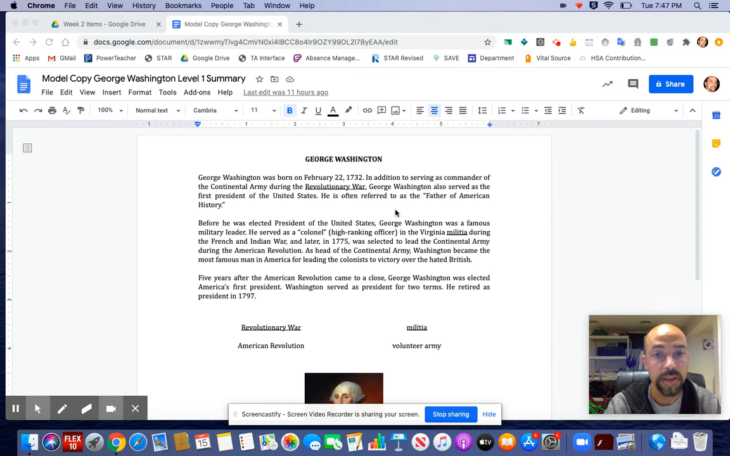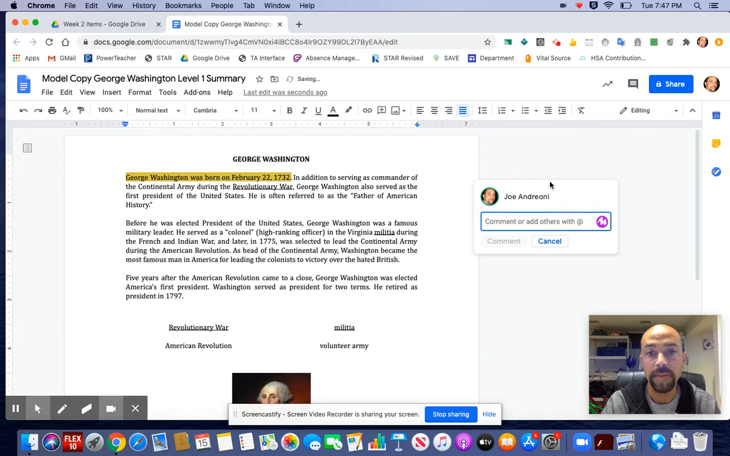So what I'm going to do here is move my cursor over here and highlight this first sentence. I'm indicating to myself that this is an important detail. This is a detail worth remembering. And off to the side, next to where I see this plus sign, I'm going to create a comment box. And in that comment box, I'm going to remind myself that Washington was born in 1732.